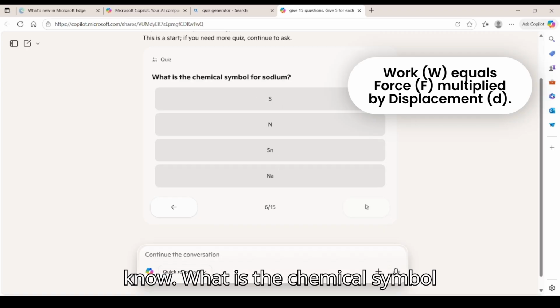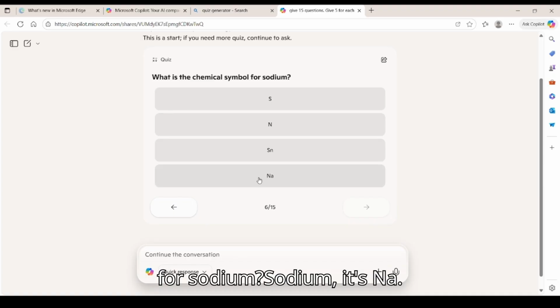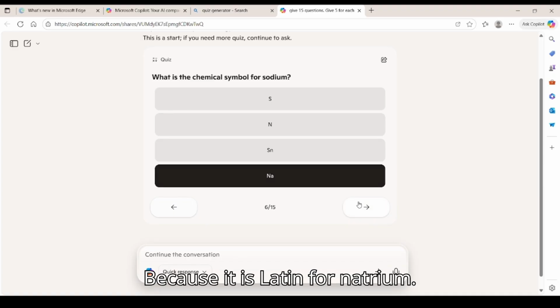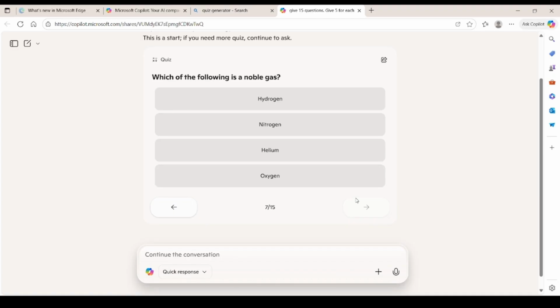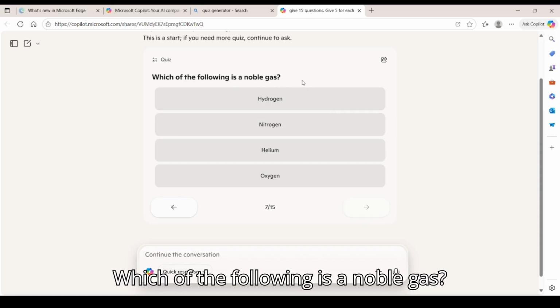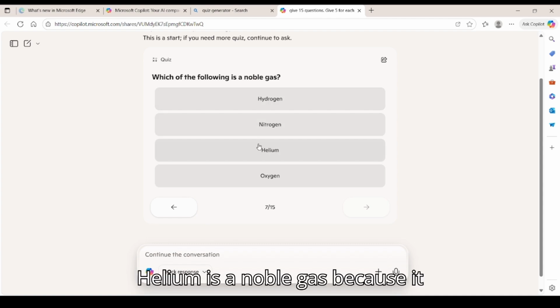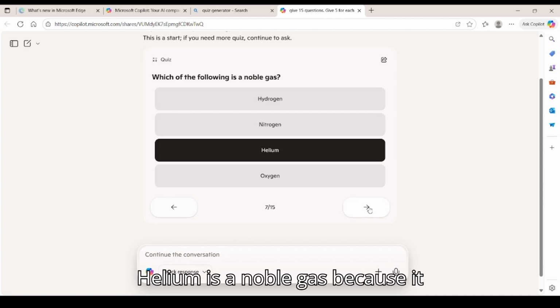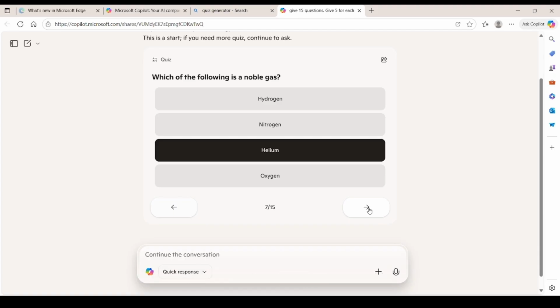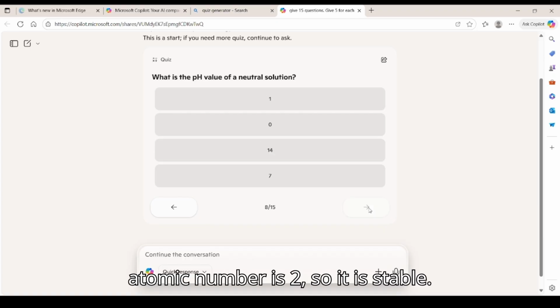That I know. What is the chemical symbol for sodium? Sodium is Na, because it is Latin for natrium. Which of the following is a noble gas? Okay, hydrogen is not a noble gas. Helium is a noble gas because it has two electrons. Its atomic number is 2, so it is stable.